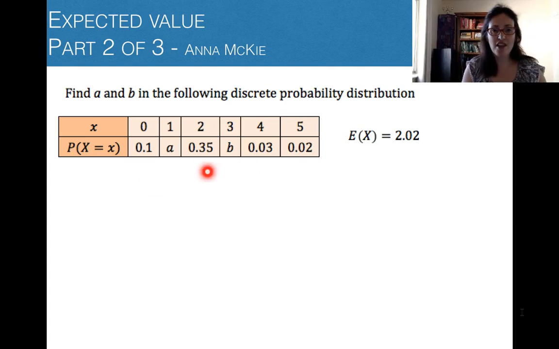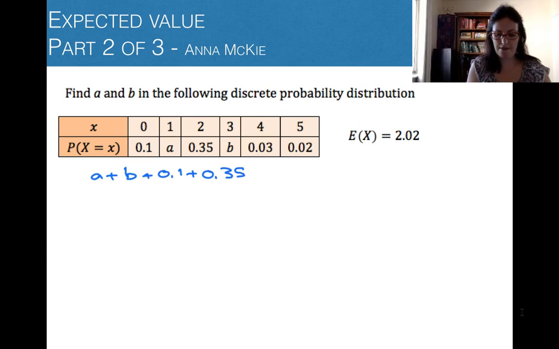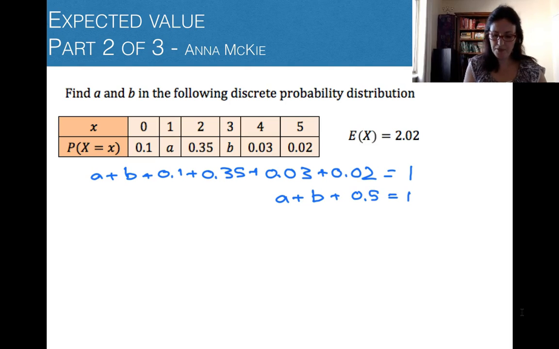First of all, we know that the sum of all of these probabilities has to be equal to 1. So if we add up A and B and each of these probabilities, we can put that equal to 1. So I can write A plus B plus each of those. Obviously we can do the numbers first and then A and B, it doesn't really matter, and they will all equal 1. Simplifying that, we'd have A plus B plus 0.5 is equal to 1. Now I'm going to write this with the A and B because eventually we're going to need to solve.